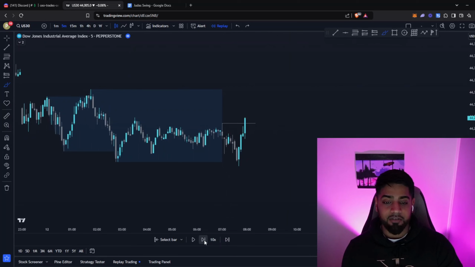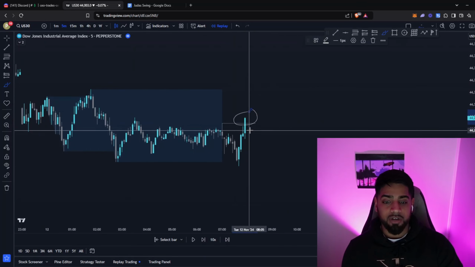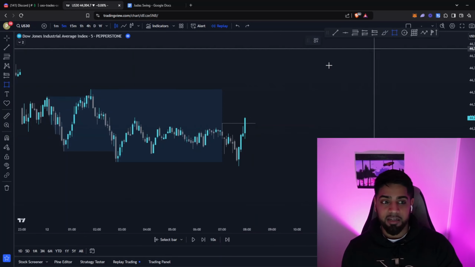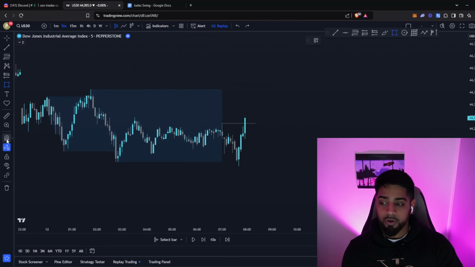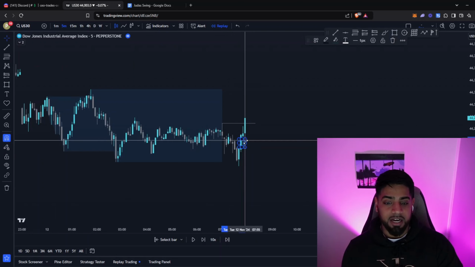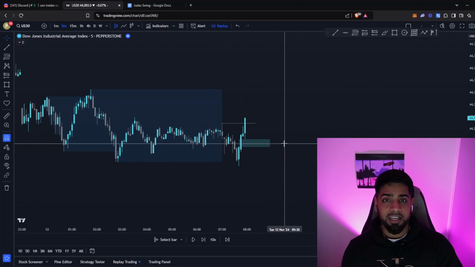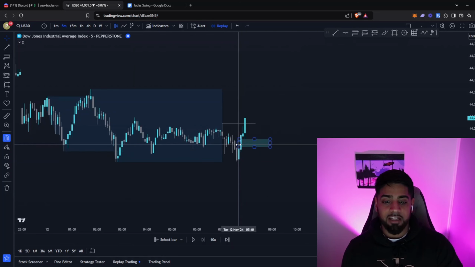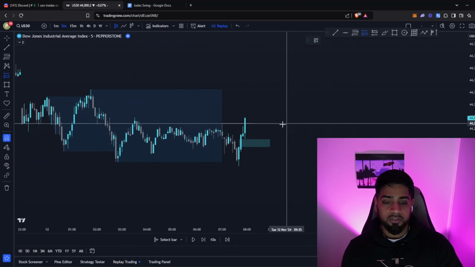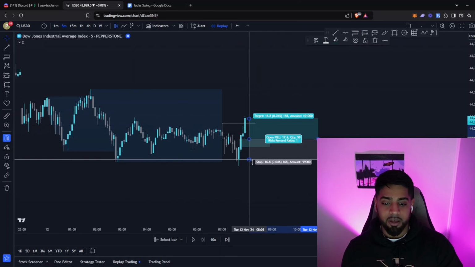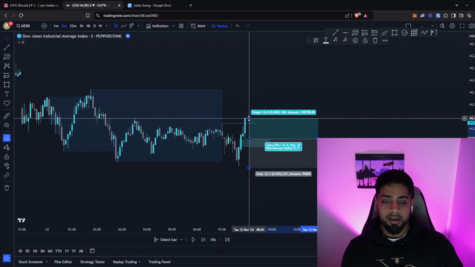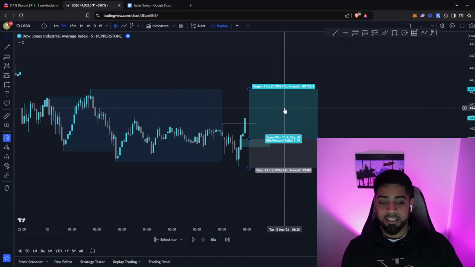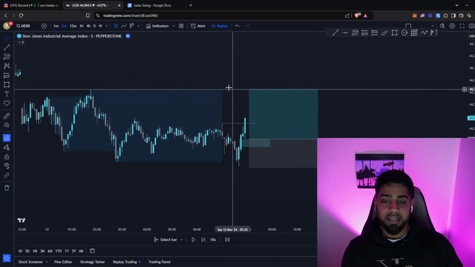And as we can see right there, we get a market structure shift and price puts in a higher high. This means we've got the indication that price wants to go higher, and we now move on to step 3, which is to identify the order block or the fair value gap which caused the market structure shift. And as we can see, this fair value gap is what caused this market structure shift.